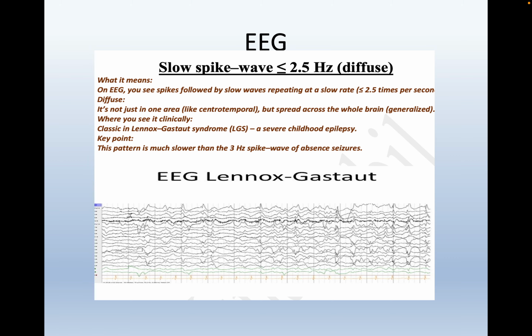This is clinically seen as slow spike wave in Lennox-Gastaut, a severe type of childhood epilepsy, and this pattern is much slower than the 3 hertz wave of absence epilepsy, which is included in our session today. I hope I'm clear. This is spikes all over, diffuse and slow. So when we compare with absence epilepsy, you can differentiate between both of them.